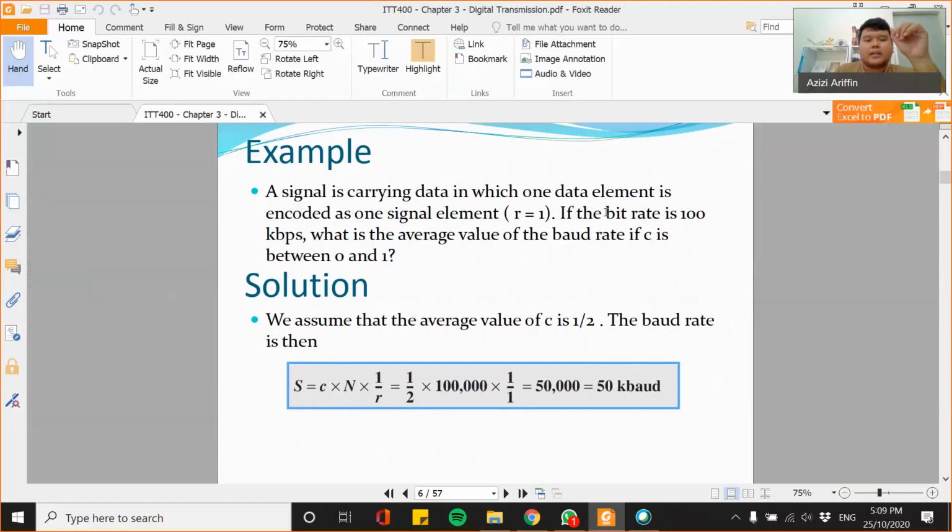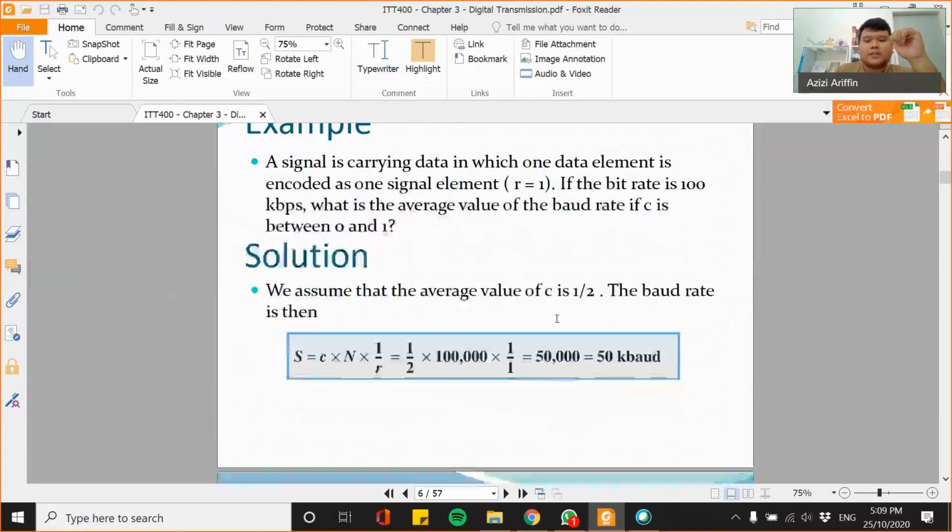If the bit rate is 100 kilobits per second, what is the average value of the baud rate if c is between 0 and 1? Assume the value of c is 1/2, which is 0.5. So how do we calculate the baud rate? The formula is c times N times 1/r. r we have as 1. N is 100 kilobits per second, so first we need to convert it into bits per second. Kilo is actually 1,000.